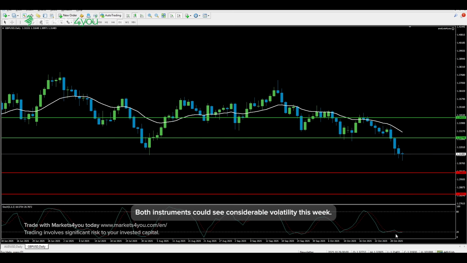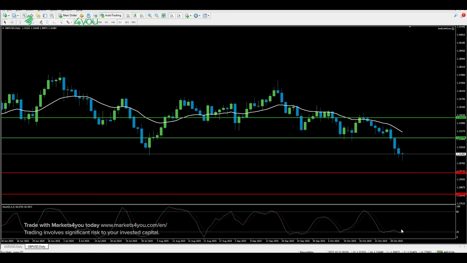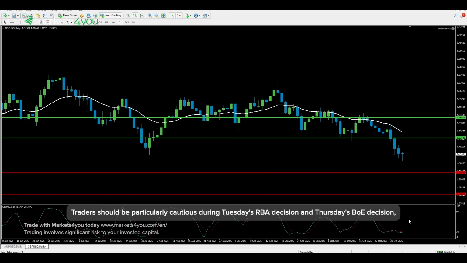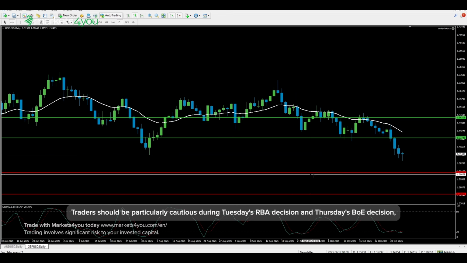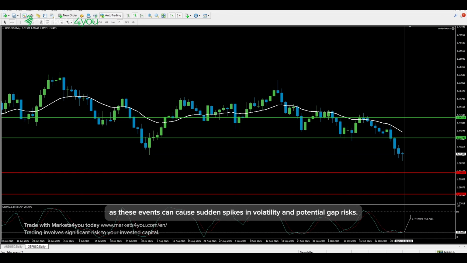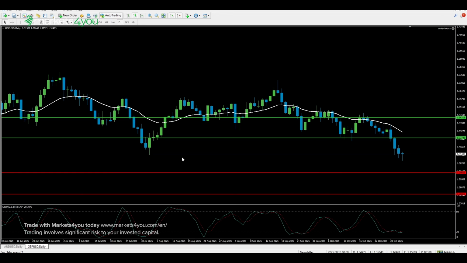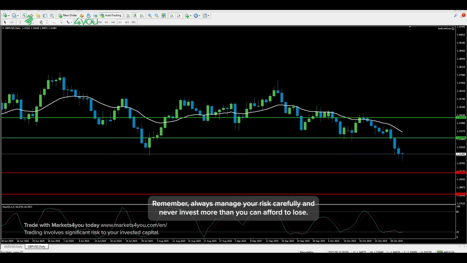Both instruments could see considerable volatility this week. Traders should be particularly cautious during Tuesday's RBA decision and Thursday's BoE decision, as these events can cause sudden spikes in volatility and potential gap risks. Remember, always manage your risk carefully and never invest more than you can afford to lose.